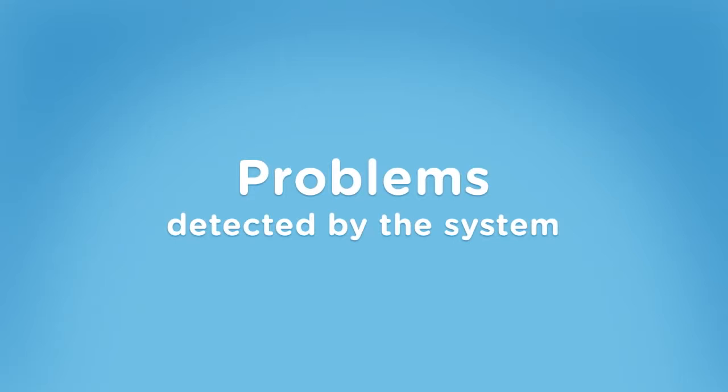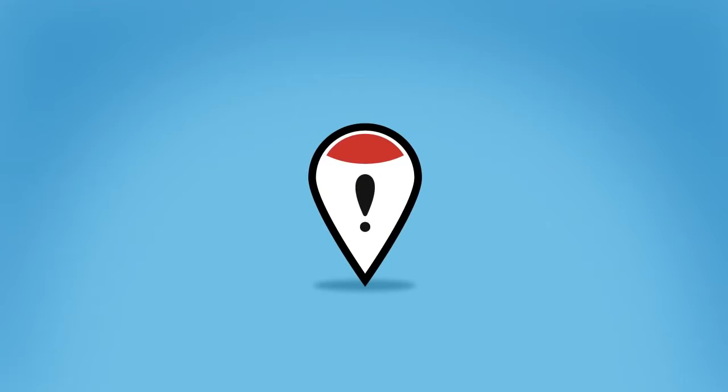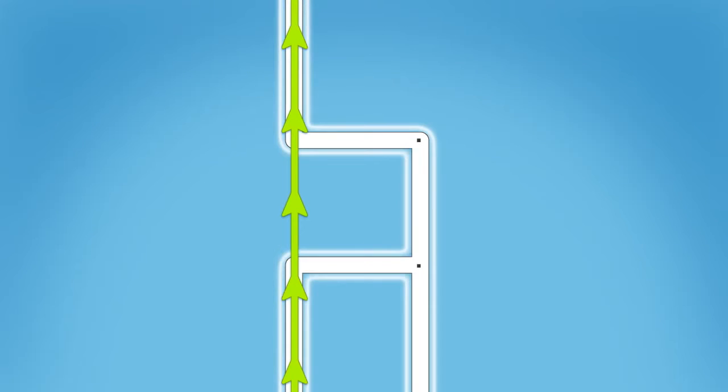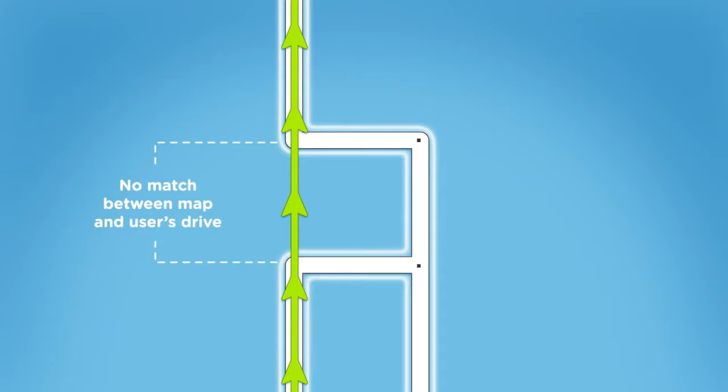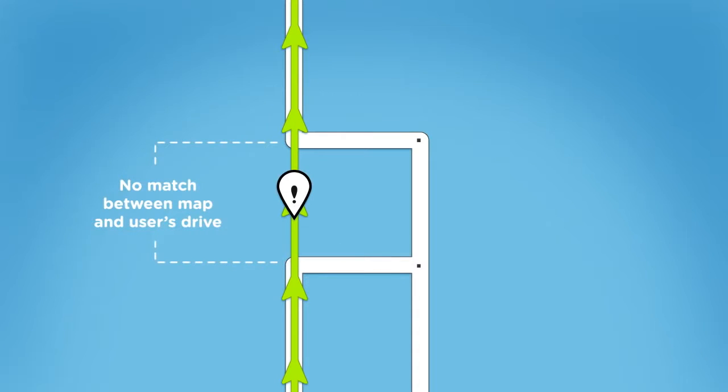Problems detected by the system. The first types of map problems you might encounter are ones that are automatically detected by the system. We identify problems by running actual user drives on the map and checking whether or not the route can be taken according to existing road structure, driving directions, and turn restrictions. So when the Waze system identifies a discrepancy between these routes and what's allowable according to the existing map, a problem is identified and its urgency indicated.